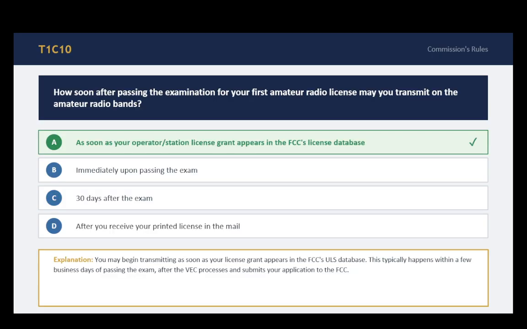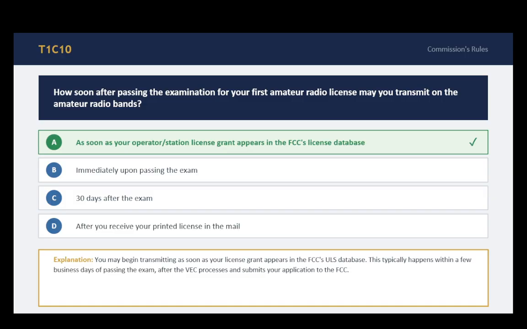How soon after passing the examination for your first amateur radio license may you transmit on the amateur radio bands? The answer is A. As soon as your operator station license grant appears in the FCC license database. You may begin transmitting as soon as your license grant appears in the FCC ULS database. This typically happens within a few business days of passing the exam, after the VEC processes and submits your application to the FCC.